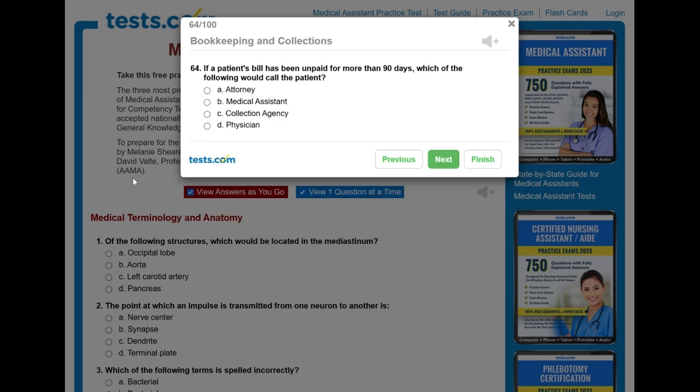Bookkeeping and collections. Question 64. If a patient's bill has been unpaid for more than 90 days, which of the following would call the patient? A. Attorney. B. Medical assistant. C. Collection agency. D. Physician.